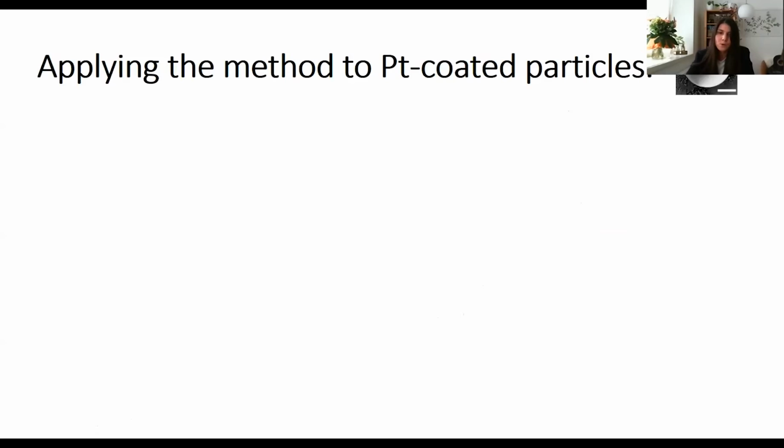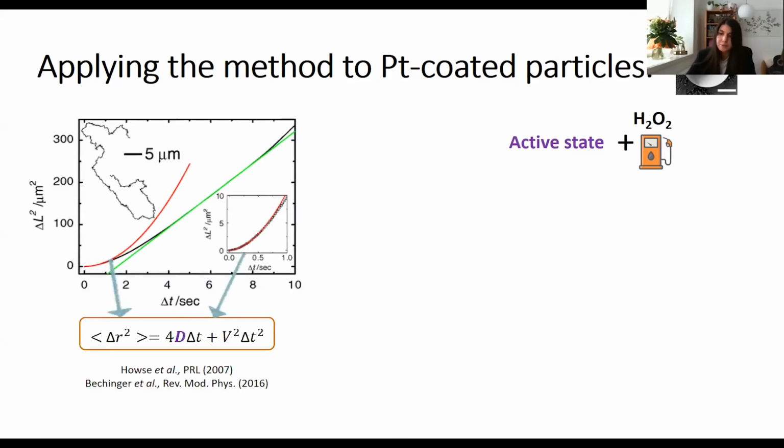Of course, we want to apply this method to platinum-coated particles. In this case, when they're in the active state, so in the hydrogen peroxide, we cannot use the MSD expression that I showed you before, the Einstein relation. But luckily for us, there is also a lot of literature that discusses the mean square displacement for the case of an active particle. And I refer you to these articles here.